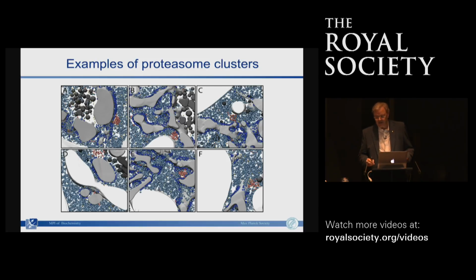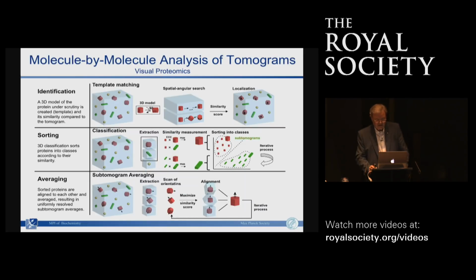Typically, the diameter of these proteasome clusters is something like 200 nanometers, so they accommodate between 20 and 30 individual proteasomes. And so we can do quite a bit more detailed analysis here, a molecule by molecule analysis. If we have a template of the structure under scrutiny, then we can use it to perform a spatial and angular search, and this gives us the positions of the molecule in the cell.